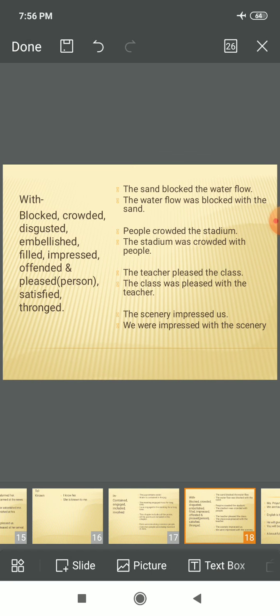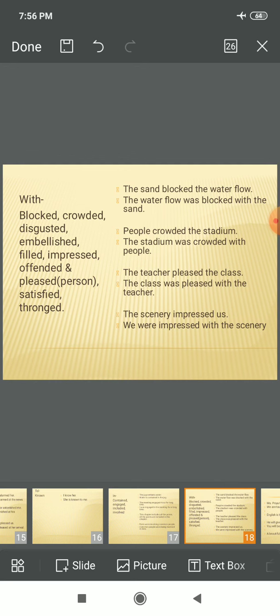People crowded the stadium. Crowded is the second form, so was or were. The stadium is singular, so was will be used. The stadium was crowded with people. Right? Next is, the teacher pleased the class. Pleased means made the class happy. Right? The teacher pleased the class. The class was pleased with the teacher.